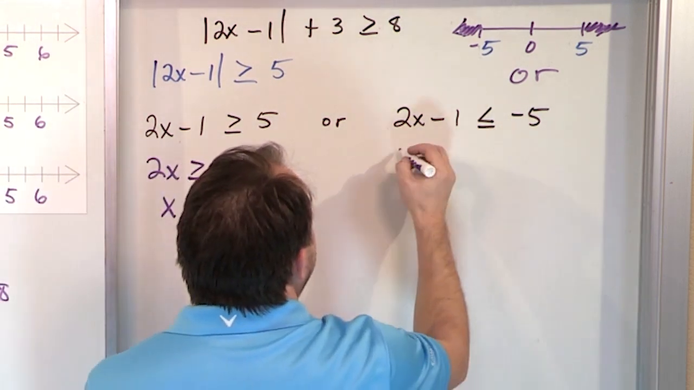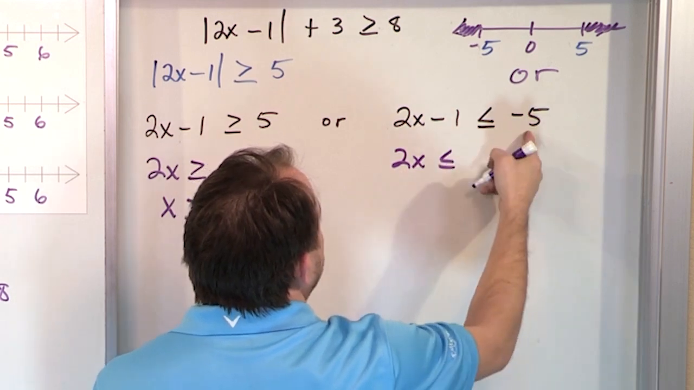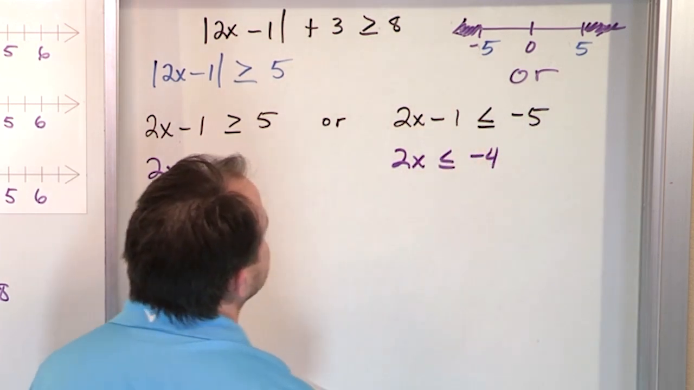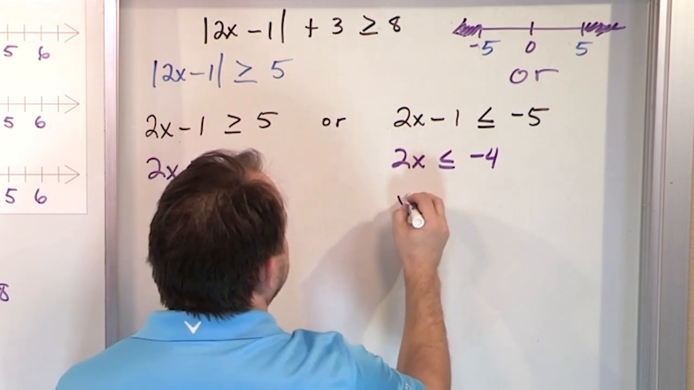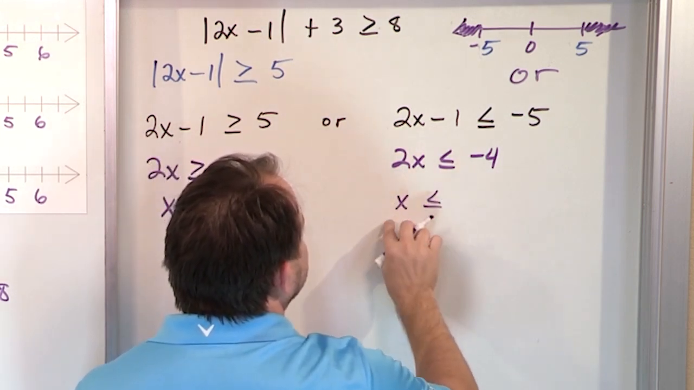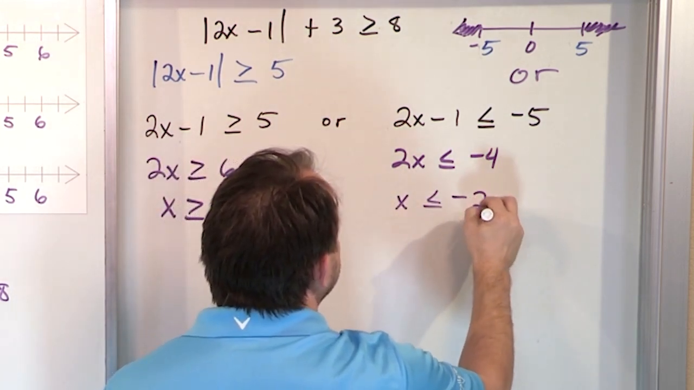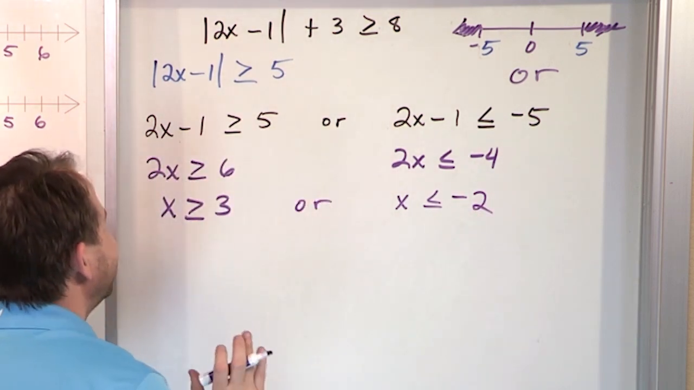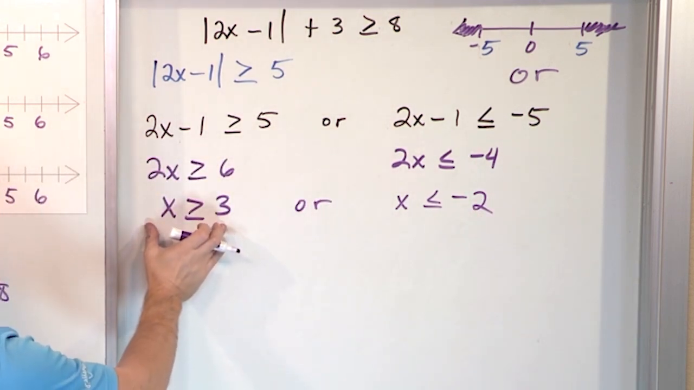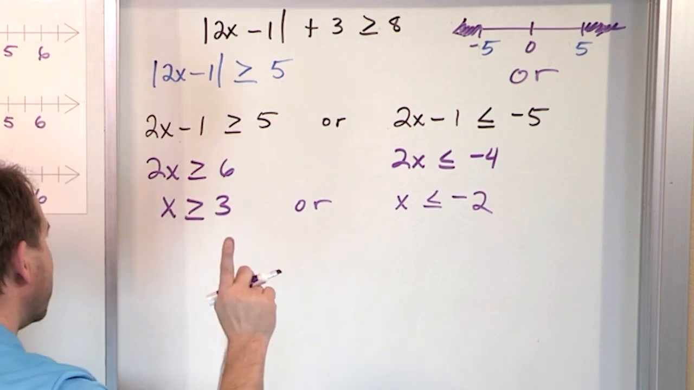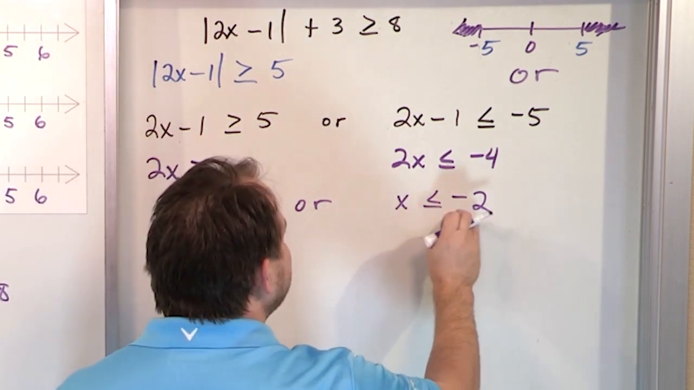Now we do the same thing. We add 1. When we add 1 here, we get negative 4. And then we divide by 2. So we have x here. We divide by 2. We get negative 2 here. And these are joined by an OR. So we're saying that x has to be greater than or equal to 3, or x has to be less than or equal to negative 2.